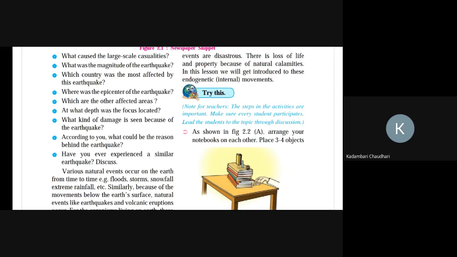In this lesson, we will get introduced to these endogenic movements. So endogenic means internal movements inside the Earth's crust.